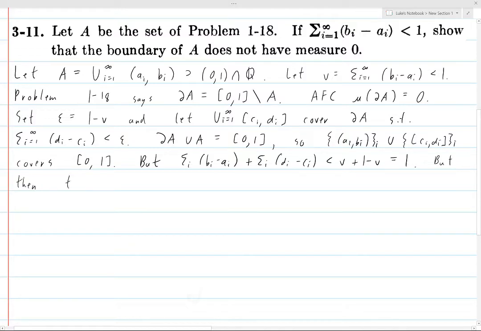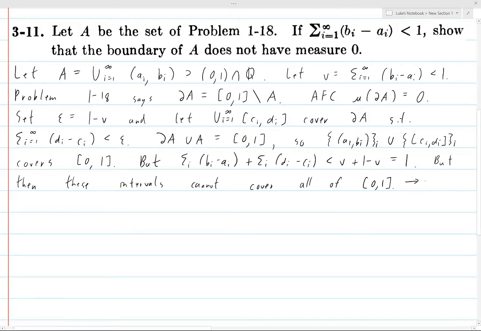But then these intervals cannot cover all of this interval from 0 to 1, because if they did, then the total volume of all these intervals would be at least 1. But it's not. It's strictly less than 1. So this is a contradiction.